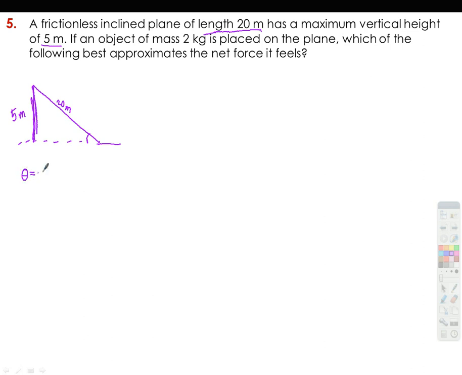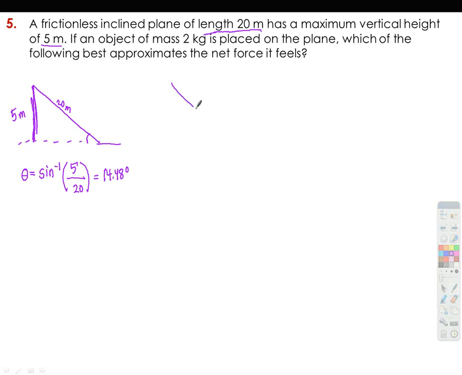If you're getting the angle, you're getting the inverse of sine. Inverse of sine in here because we have opposite, which is 5, divided by the hypotenuse, which is 20. And this should be approximately 14.48 degrees. So that is your angle. And then after that, you can just follow the same steps that we did before.